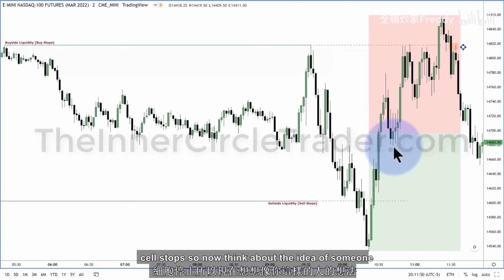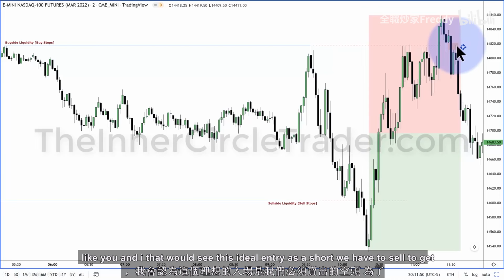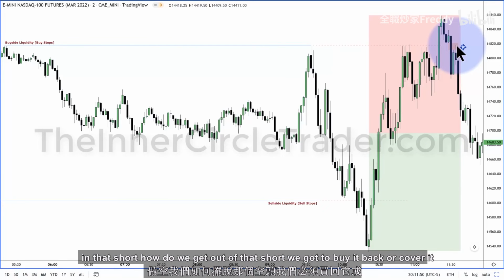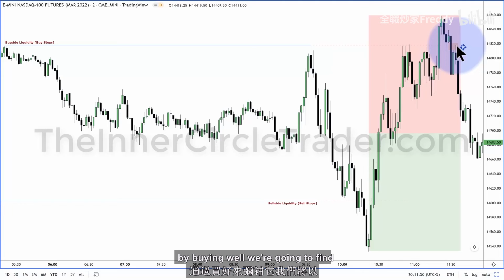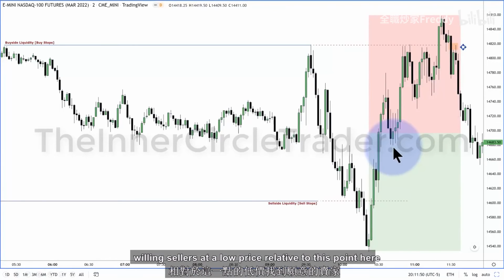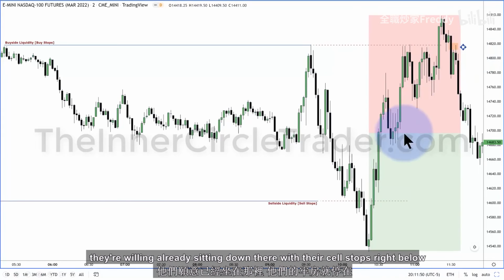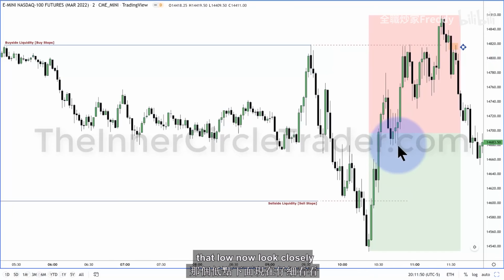Sell stops. So now think about the idea of someone like you and I that would see this ideal entry as a short. We have to sell to get in that short. How do we get out of that short? We got to buy it back or cover it by buying. Well, we're going to find willing sellers at a low price relative to this point here. They're already sitting down there with their sell stops right below that low.